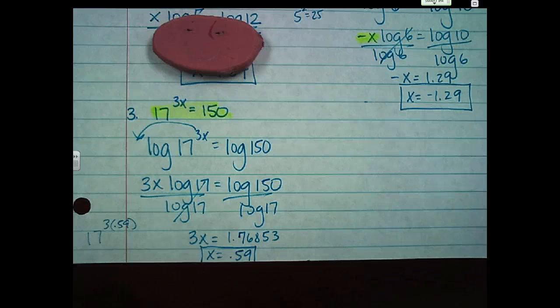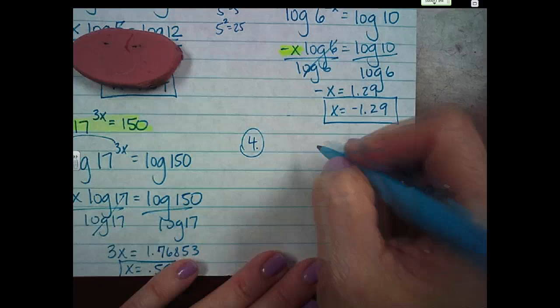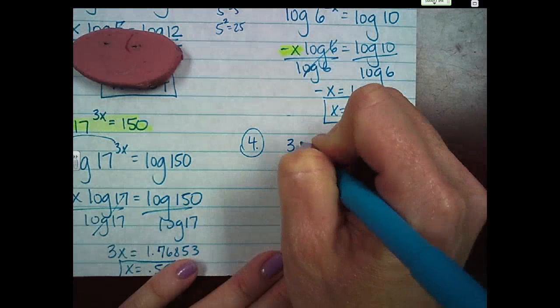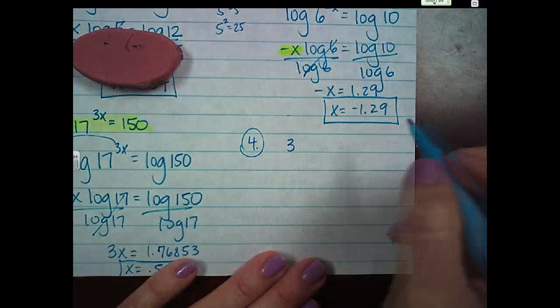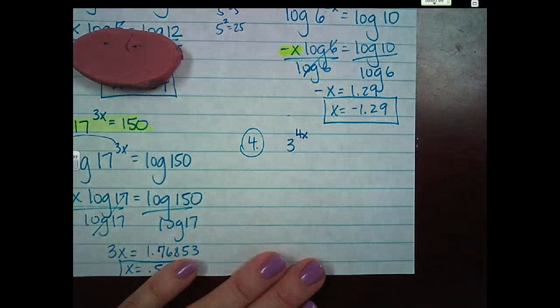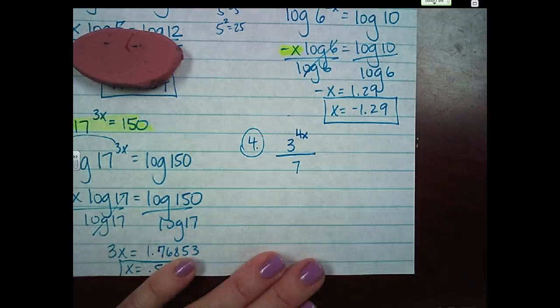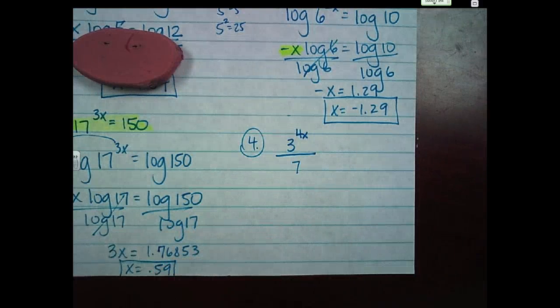Okay, number 4. Alright, on number 4, be careful about the way you read this. So watch as I write it down or it will be confusing. I want 3 to the 4x power, okay, and I'm going to divide the whole thing by 7. So it's not 3/7 to the 4x power. It's just 3 to the 4x power divided by 7 equals 5.